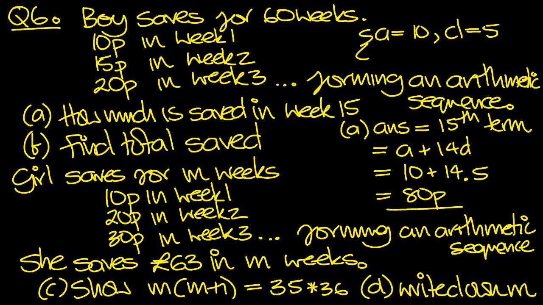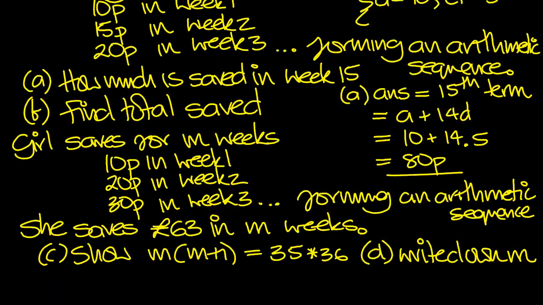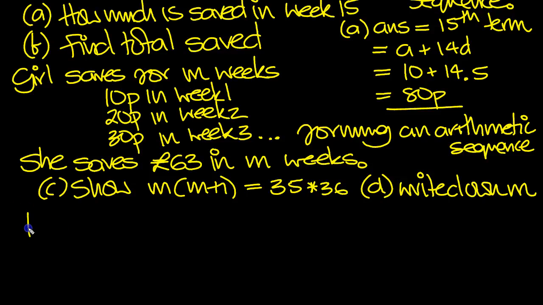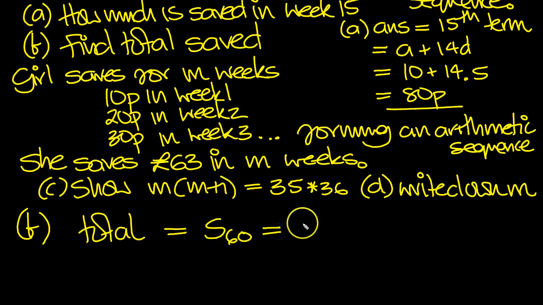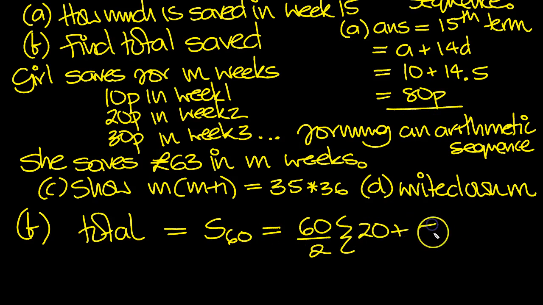Find the total saved. So part B, the total saved. There are 60 weeks, so 60 terms in total. So it's the sum of the first 60 terms, which is n over 2, times 2a, where a is 10, so 2a is 20, plus n minus 1, so that's 59, because n is 60, times the common difference, which is 5.